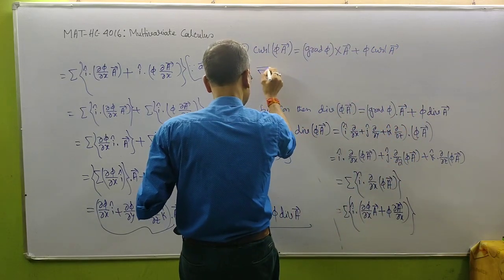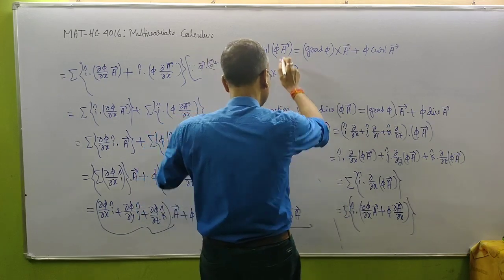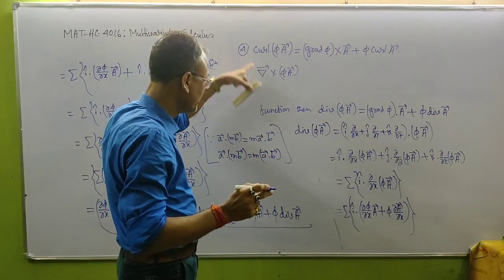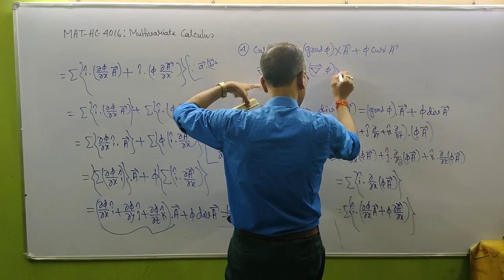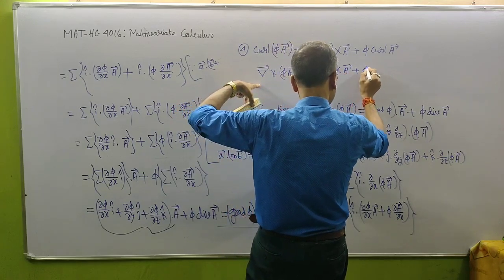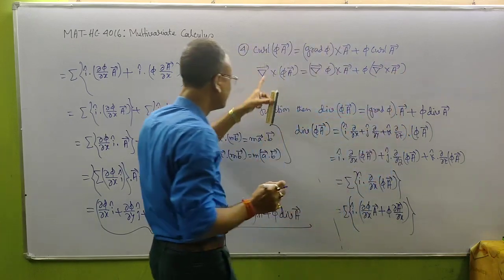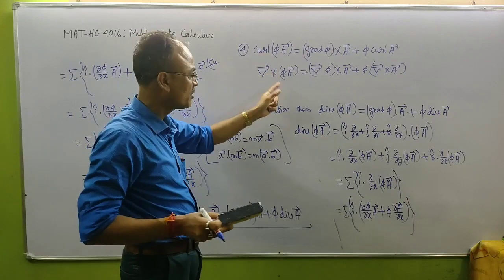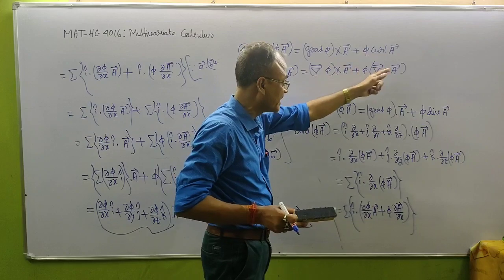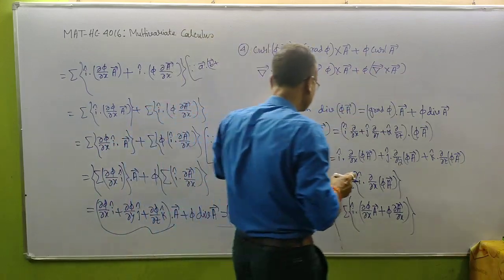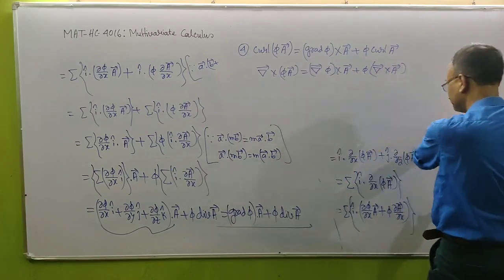Or you may write in this way: phi A vector. The same identity can be written in this way. This is equal to the gradient of phi cross A vector plus phi the curl of A vector. This also stands for this identity: curl of phi A vector equal to gradient of phi cross A vector plus phi curl of A vector.